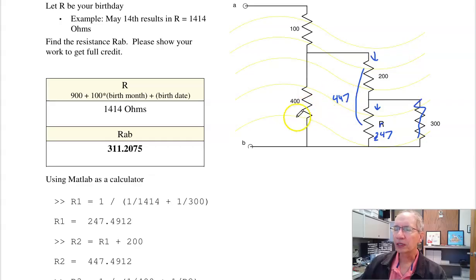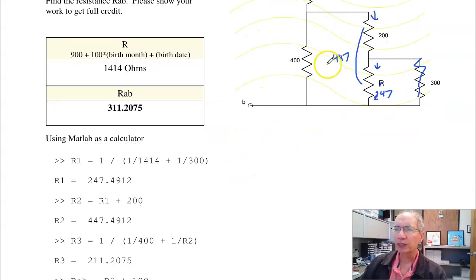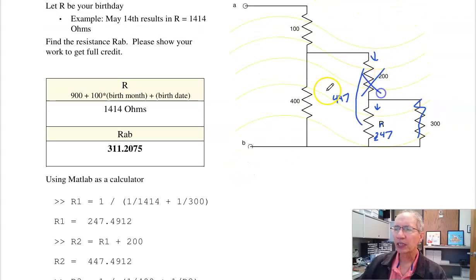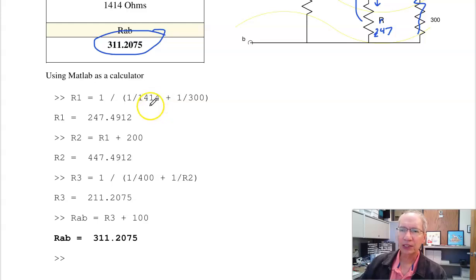These two are in parallel, so it's 1 over 400 plus 1 over 447, which gives you 211. So these combine to give you 211 ohms. 211 in series with 100 adds to give you 311. So there's the total resistance. And the MATLAB code adds series, parallel, series, parallel, series.